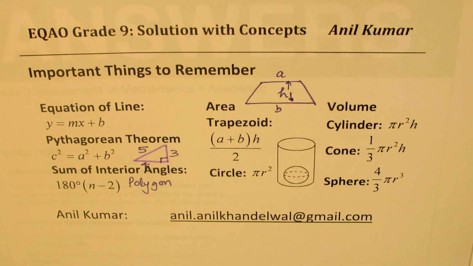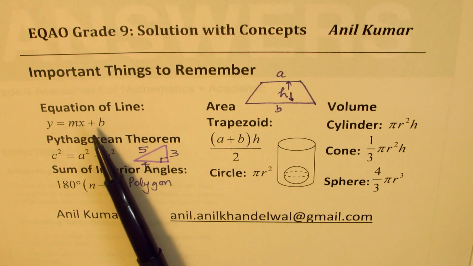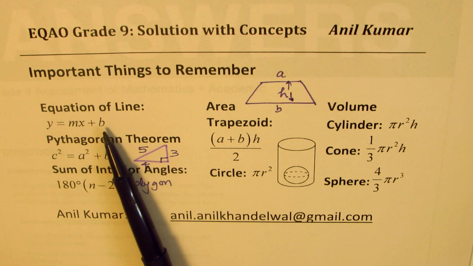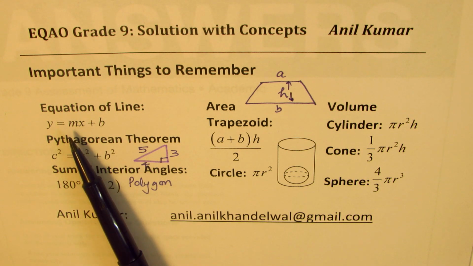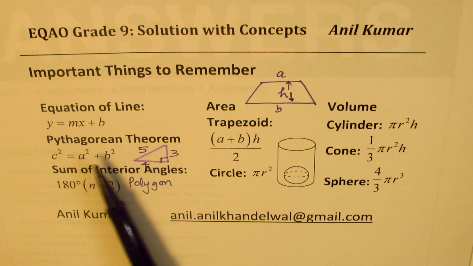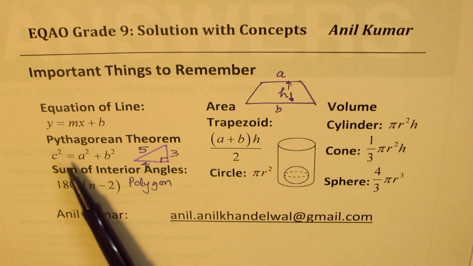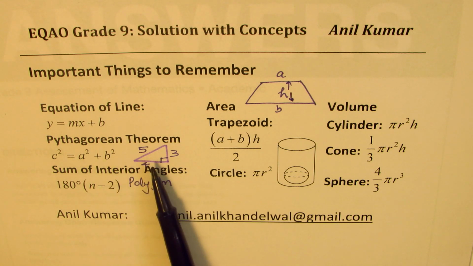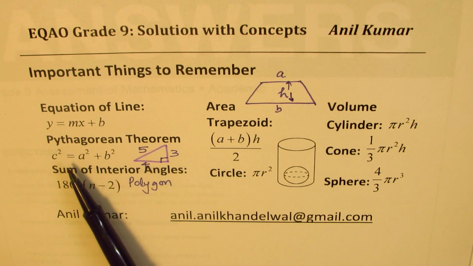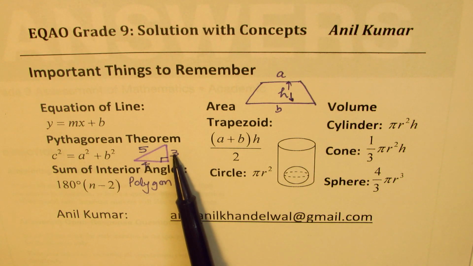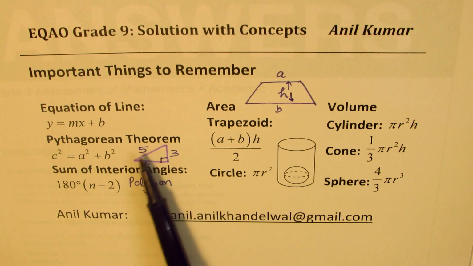Now, the important equations to consider are: 1. Equation of a line. At least 3 questions will be based on this equation, y equals mx plus b, where m is the slope of the line and b is the y-intercept. Then the Pythagorean theorem, c squared equals a squared plus b squared. In a right triangle, a and b are the shorter sides and c is the hypotenuse. So the sum of squares of these two legs is equal to the square of the third one.